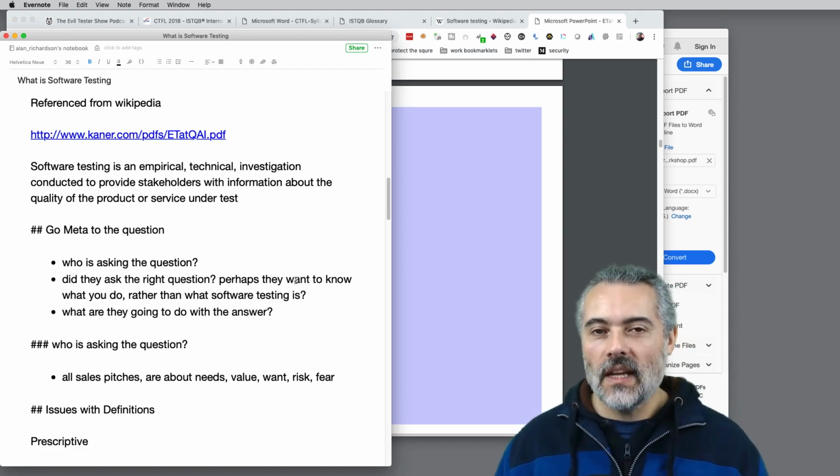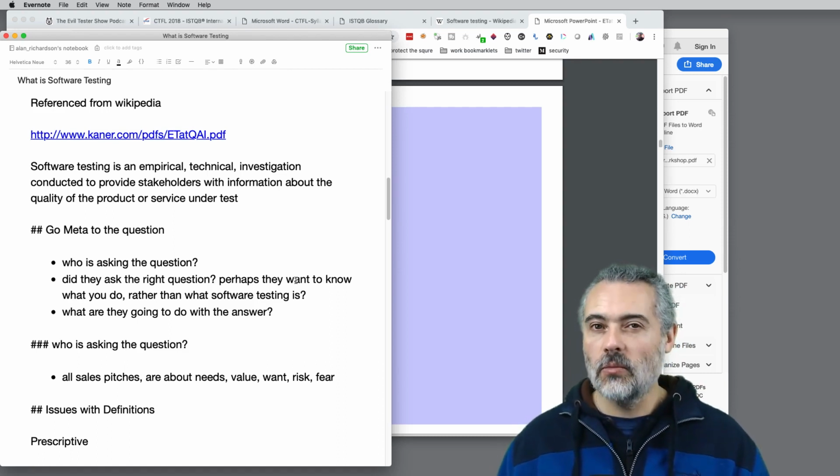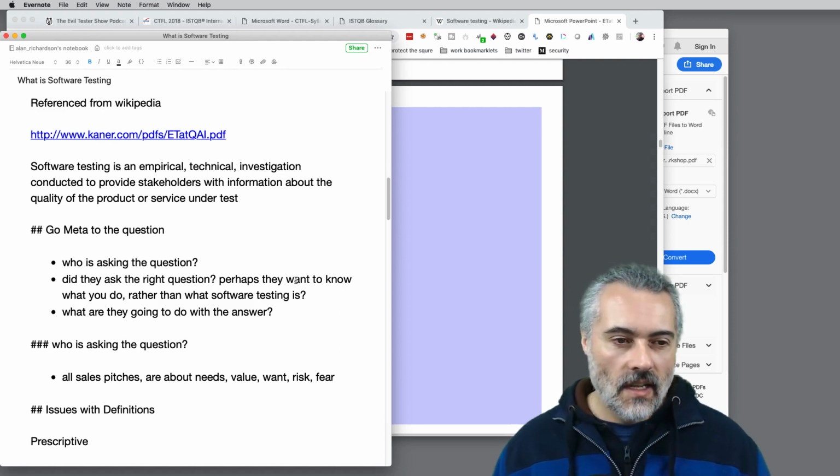Except when we ask that question for ourselves. So asking the question, what is software testing, so that we can answer it is incredibly important and useful and frustrating and challenging and will keep you busy for years.